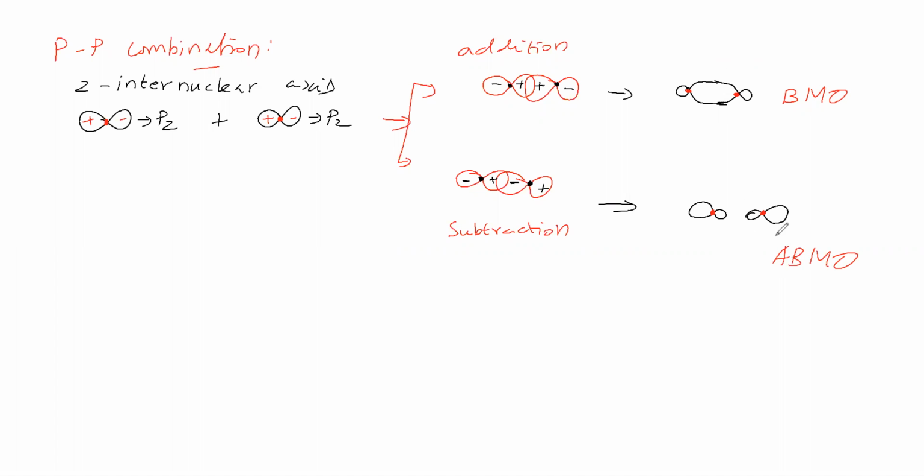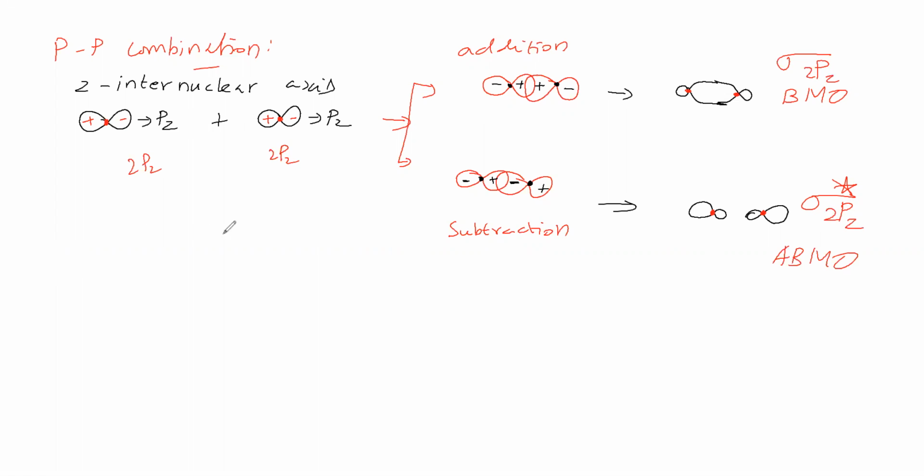Now here overlapping takes place along the internuclear axis. Therefore, it is sigma molecular orbital. Here also overlapping takes place along the internuclear axis. Therefore, it is sigma star molecular orbital. This is resulted by p orbitals. Suppose it is 2pz and this is also 2pz, then we will say it is sigma 2pz, and this is sigma star 2pz.